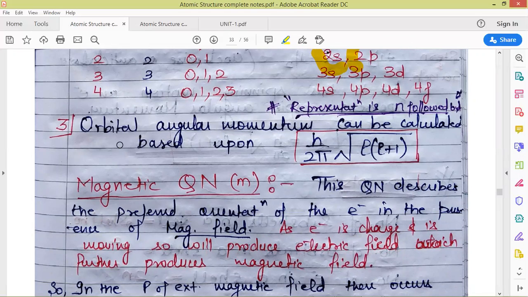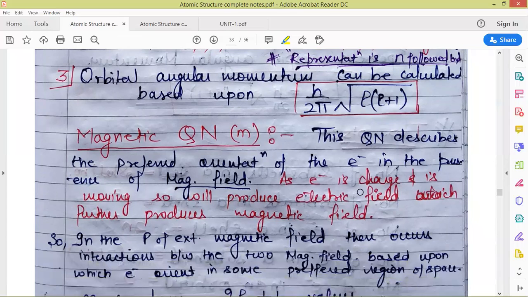Orbital angular momentum can be calculated based upon the value of L. That is why this quantum number is called the angular momentum quantum number, because the electron is revolving around the nucleus in an orbit, so it must possess some angular momentum, which will be defined by this quantum number. The value of angular momentum is given by h upon 2 pi under root L into L plus 1. This is the formula for orbital angular momentum.